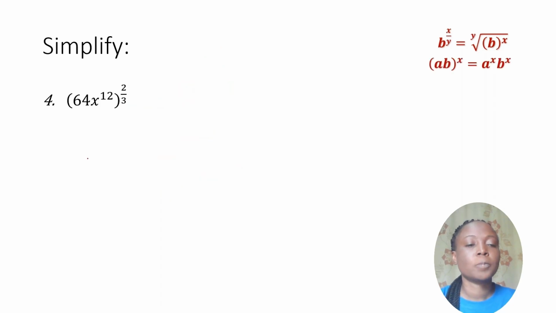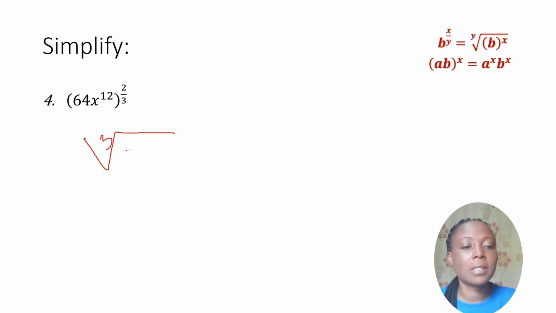Example 4. Now, can we just apply the same thing here? We find the cube roots of everything. 64, x to the 12.